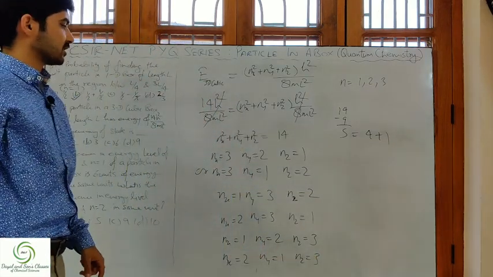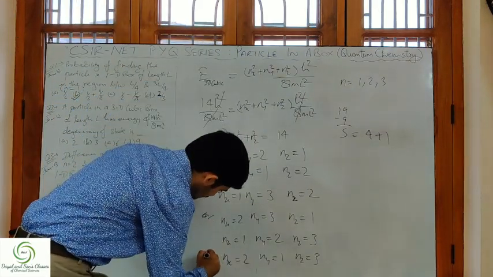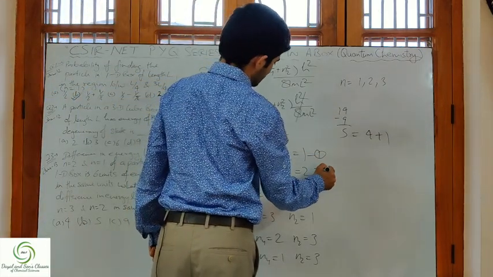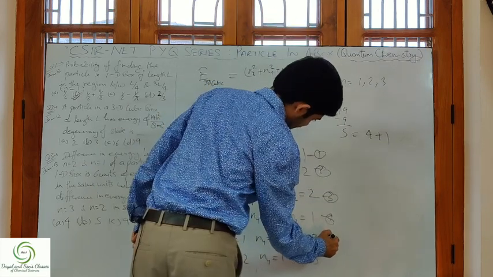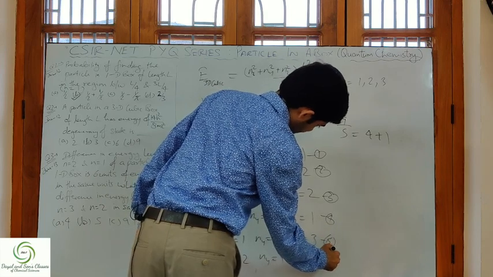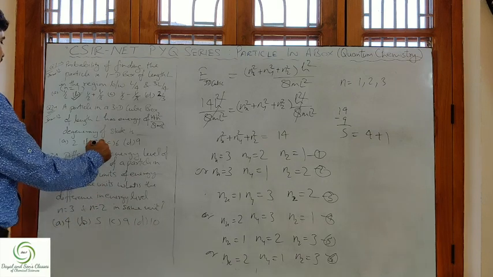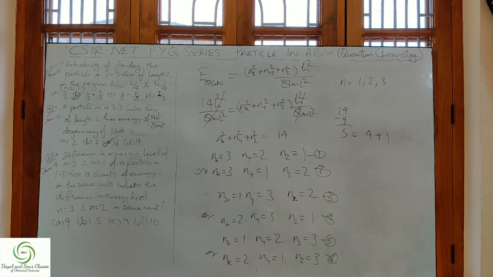So how many combinations are there? One, two, second combination, third combination, fourth combination, fifth combination, sixth combination. So a total of 6 combinations are possible, therefore the degeneracy is 6. The correct option is option C, that is 6. So the correct option for this question will be 6.